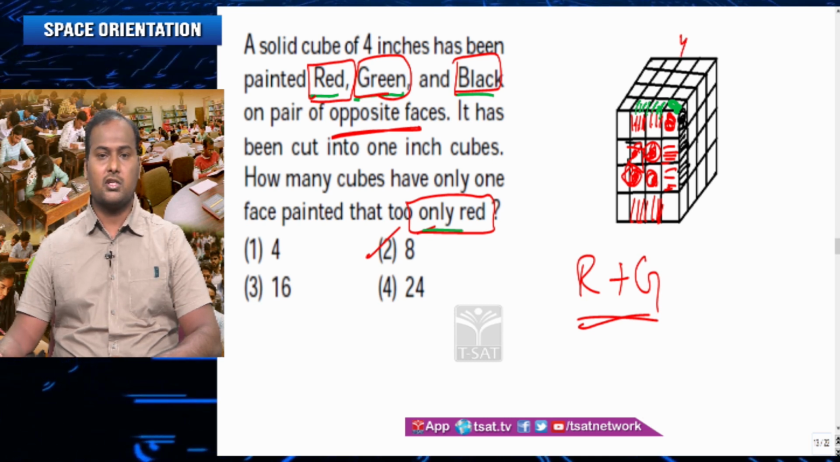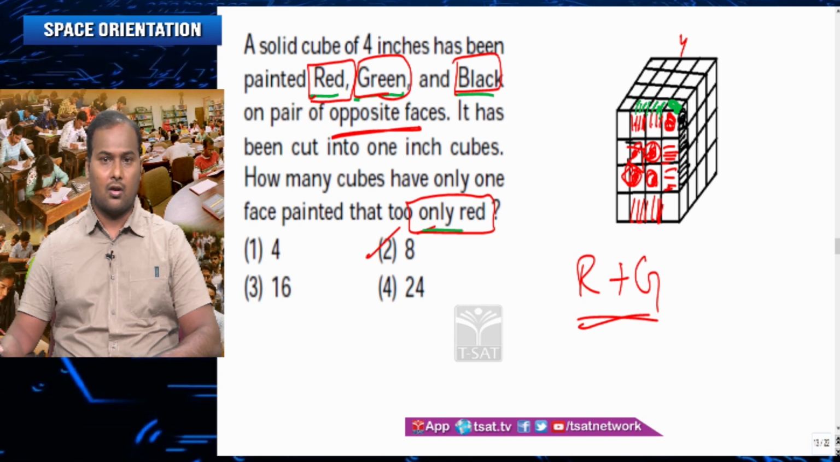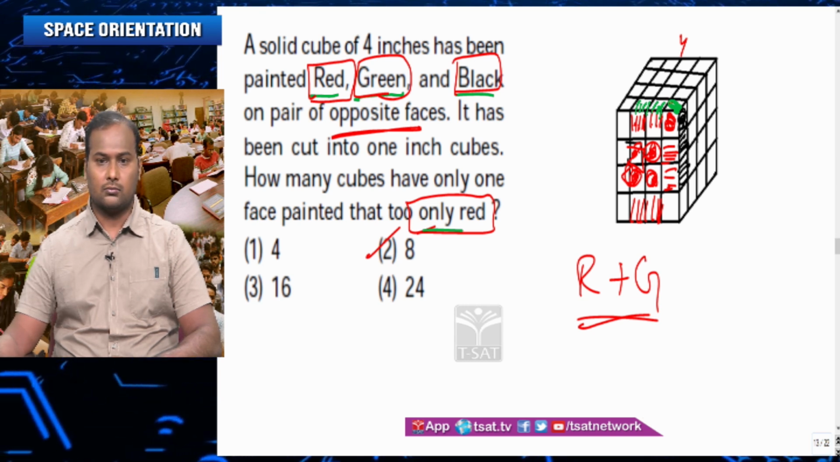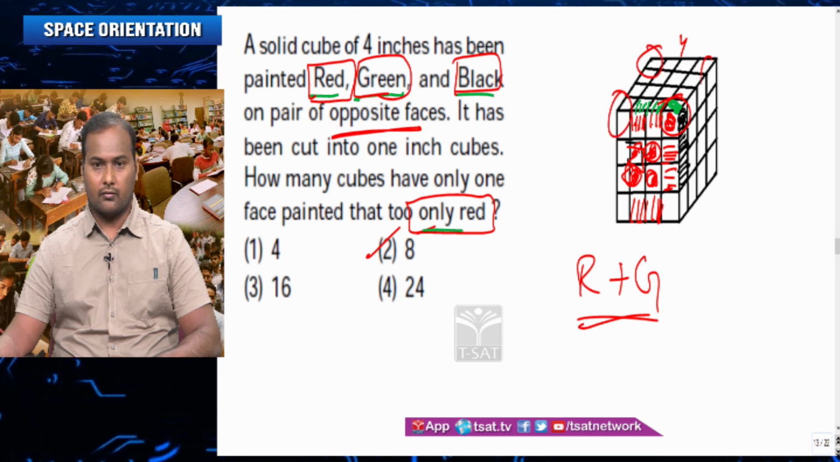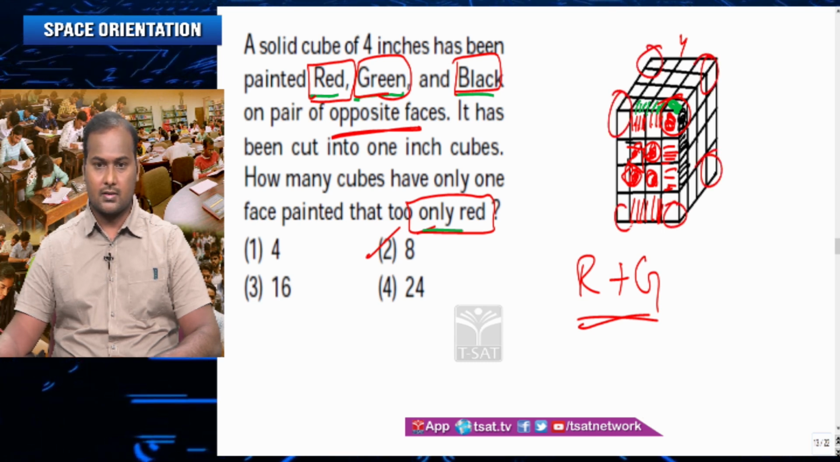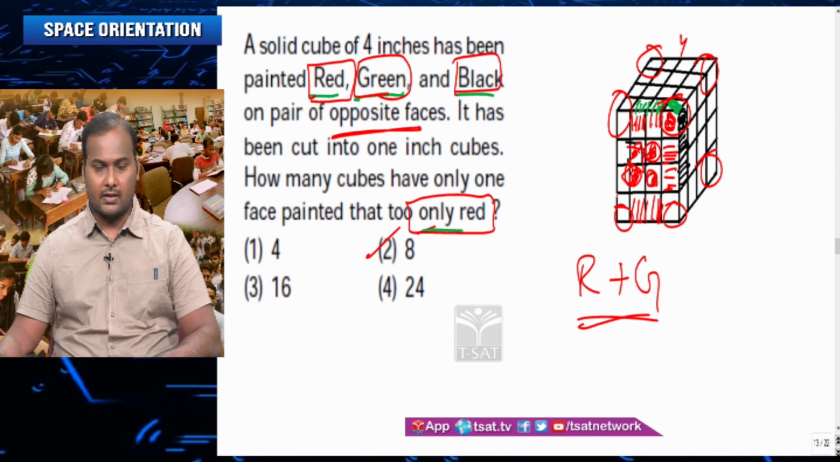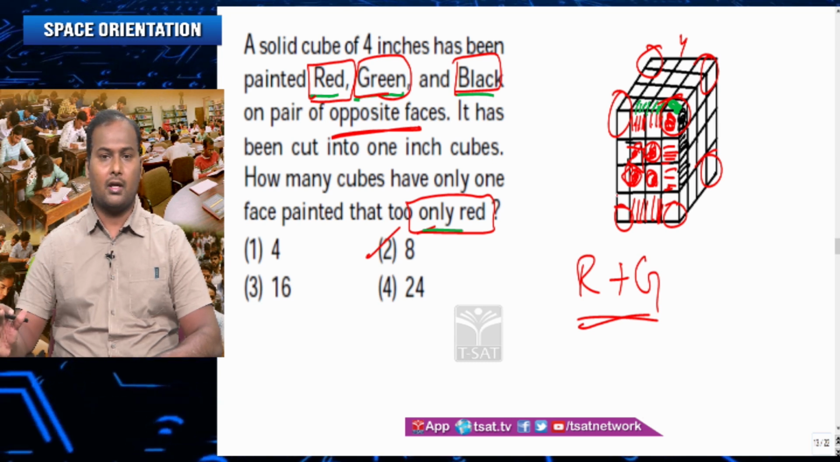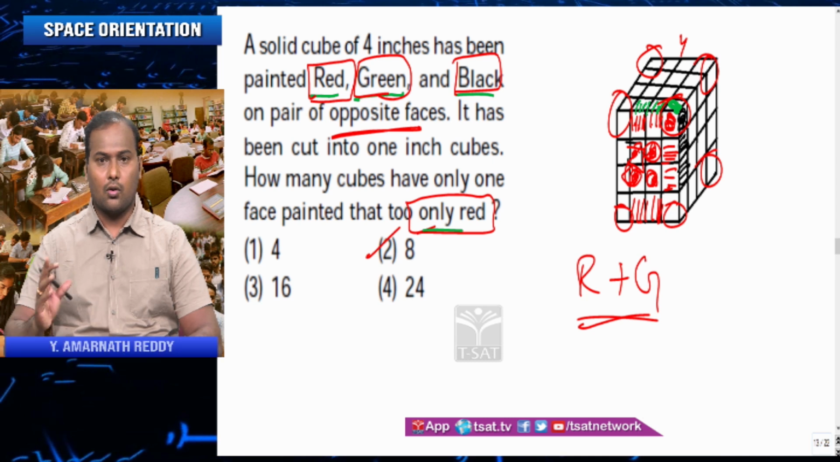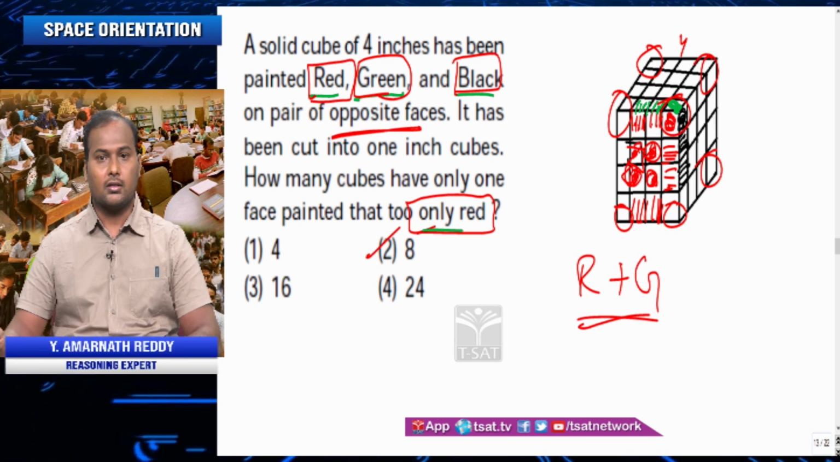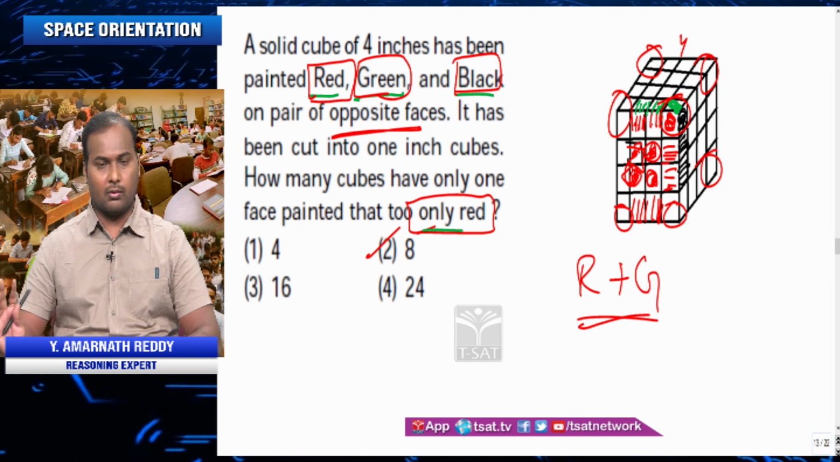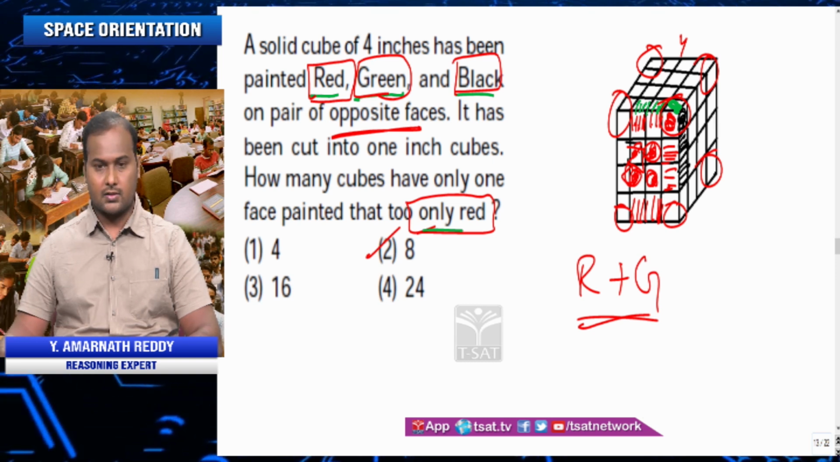If the question is how many small cubes with all the 3 colors? All the 3 colors are possible on the corners, right? On the corners, 1, 2, 3, 4, 5, 6, 7, 8 on the other side as well. So you need to imagine all the colors. Simply, 1 color is always center, 2 colors always edges, 3 colors always corners. You remember this logic, you will get the answer fast.